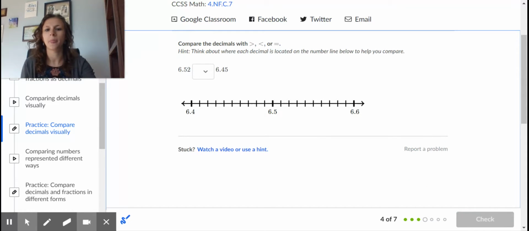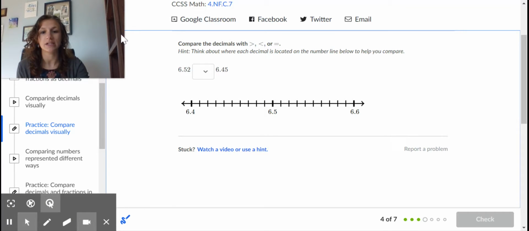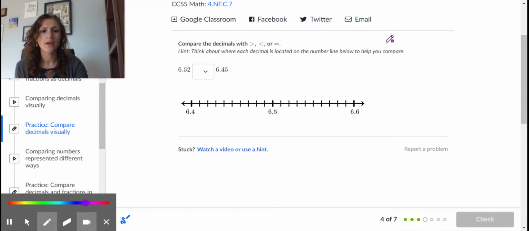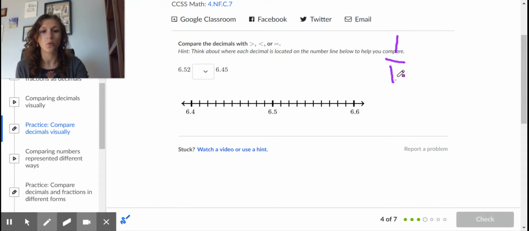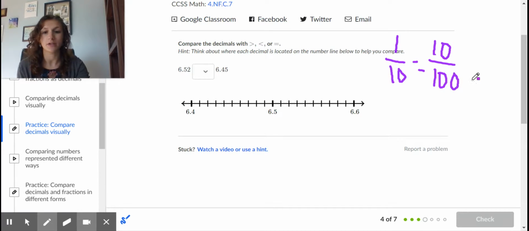All right, let's do another one, this time on our number line. All right, so I have 6 and 52/100, 6 and 45/100. Okay, so I see that on my number line, only my tenths are marked, 6 and 4/10, 6 and 5/10, 6 and 6/10. And then in between my tenths, I have 1, 2, 3, 4, 5, 6, 7, 8, 9, 10 sections. So if my tenths are split into 10 sections, I know that must be 10/100 because 1/10 is the same as 10/100. Okay, so now that I know that these are my hundredths, we can go ahead and plot.